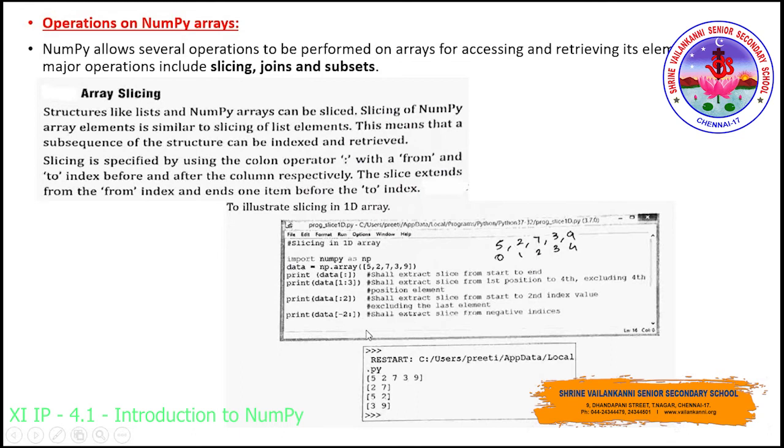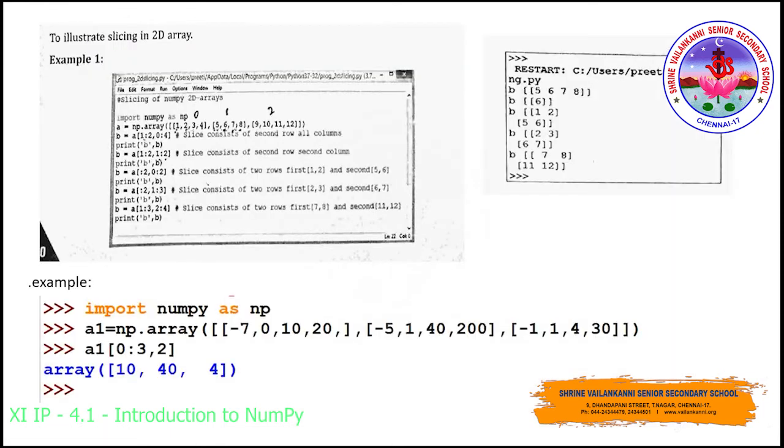Similarly, minus 2 colon means minus 1, minus 2, minus 3. It will go like this, right? So minus 1, minus 2. Ending parameter has not been given. So 3 and 9 will be retrieved and displayed. So this is how array slicing works. And a few more examples related to array slicing have been given.